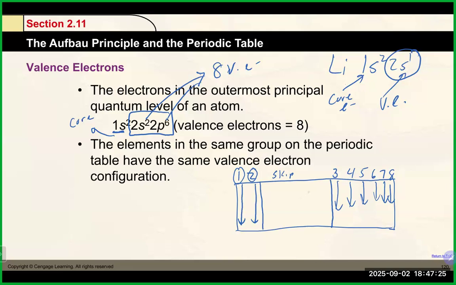It also equals the group number for the guys in the middle, which are transition metals. But when we use those numbers, we actually use the 1 through 18 numbering for those guys. And when you want to do valence electrons for the guys in the middle there that we skipped, we go 3 through 12 there.